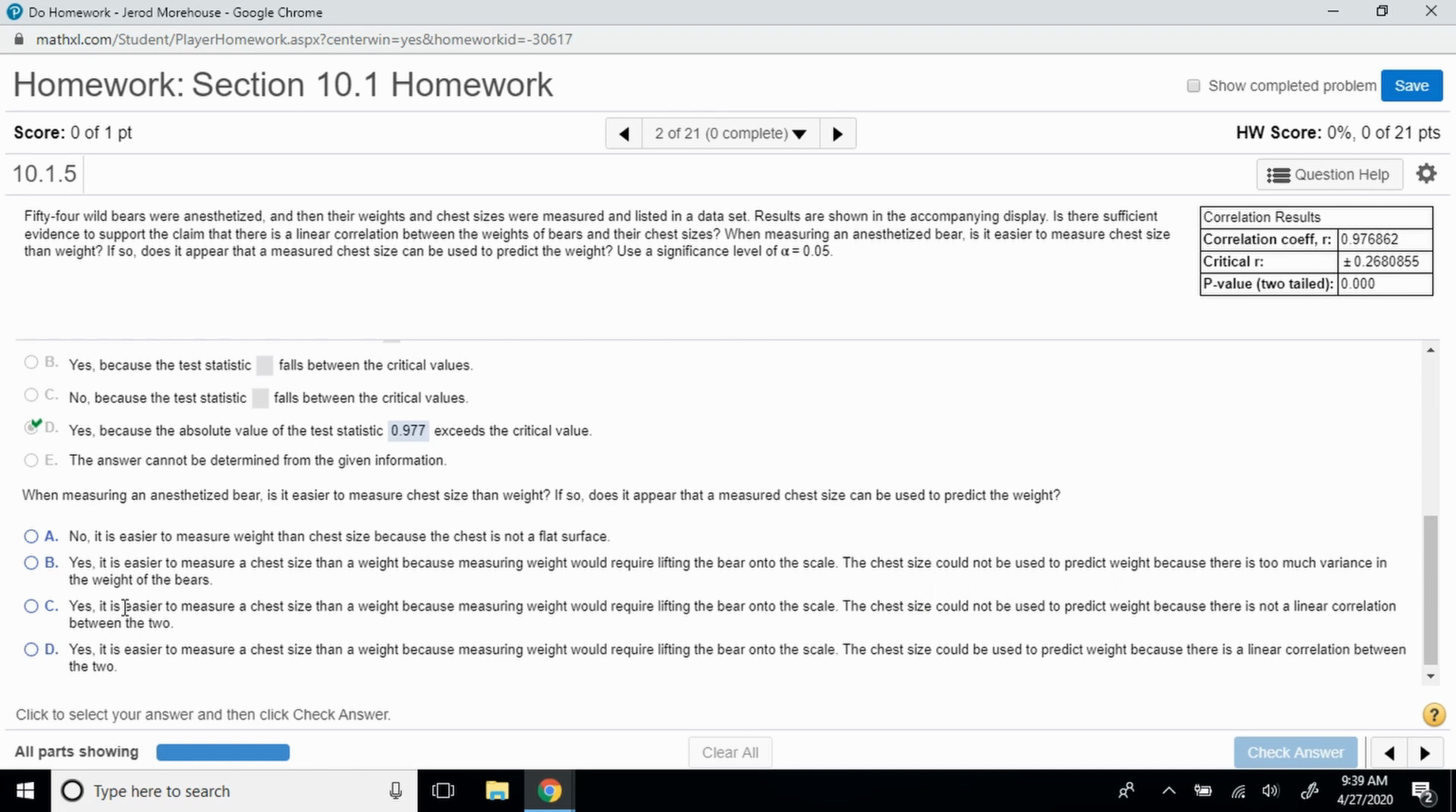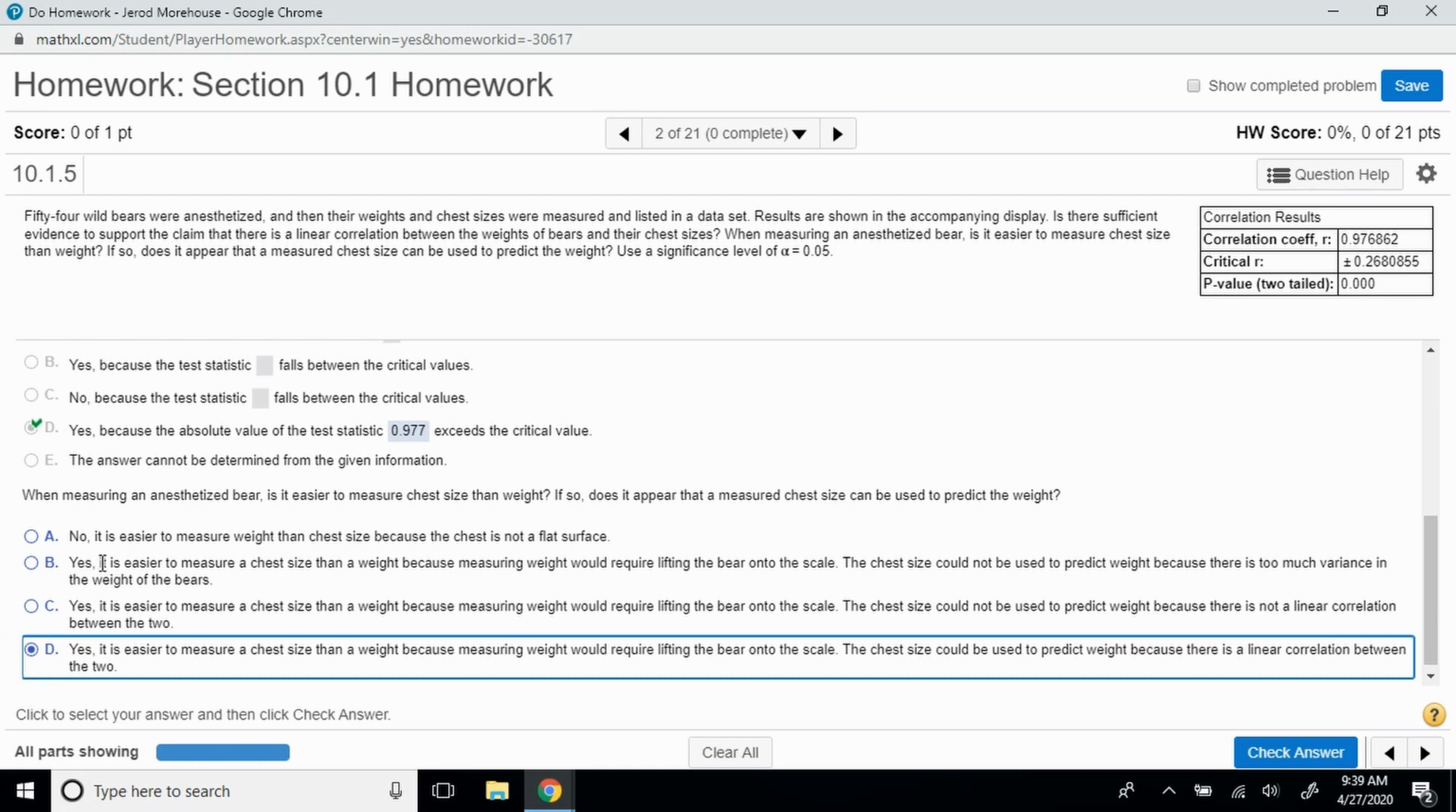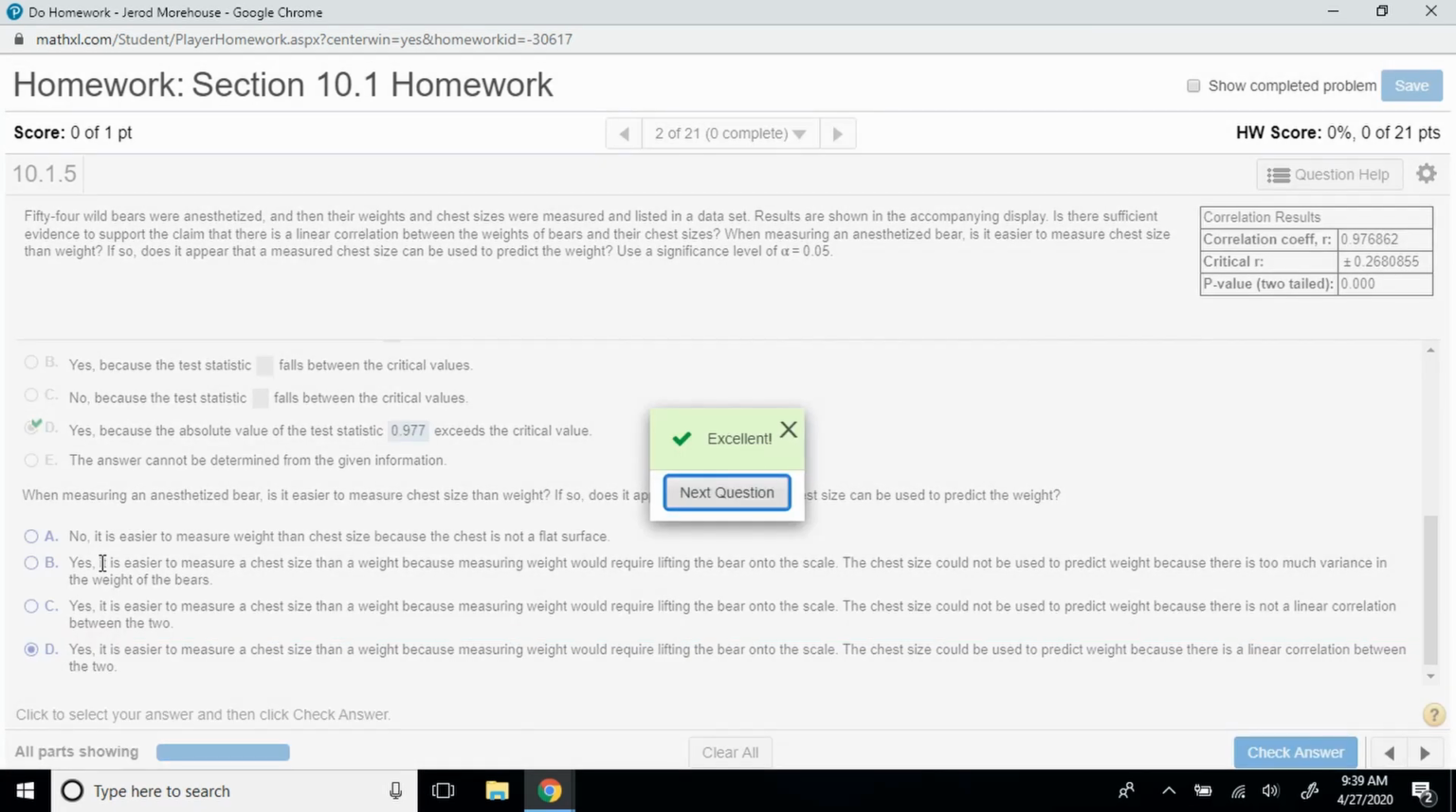Answer C says it is easier to measure a chest size than a weight because measuring weight would require lifting the bear onto the scale. The chest size could not be used to predict. Oh, we don't like that one. So the answer is going to be D here, but let's read through it just in case. Yes, it is easier to measure a chest size than a weight because measuring weight would require lifting the bear onto the scale. The chest size could be used to predict weight because there is a linear correlation between the two. Let's check our answer. All right, it likes it. Let's move on to the next question.